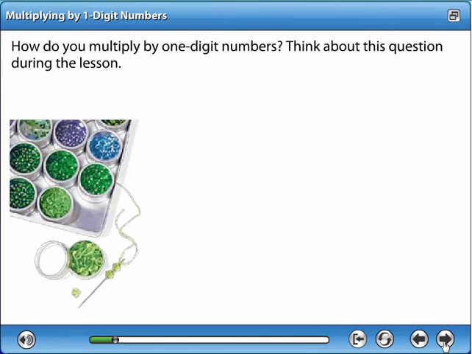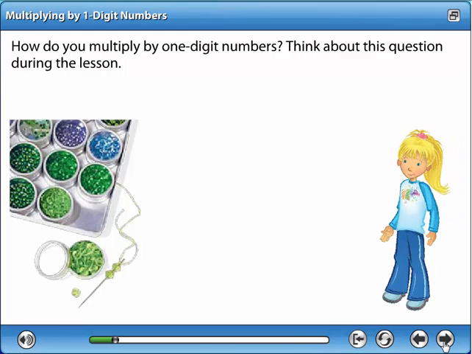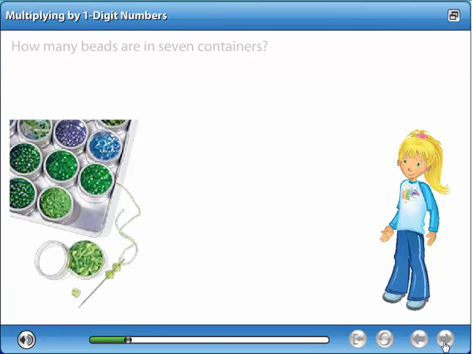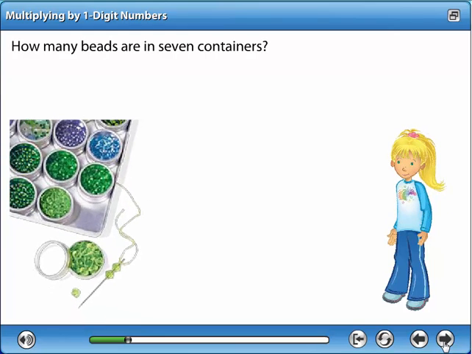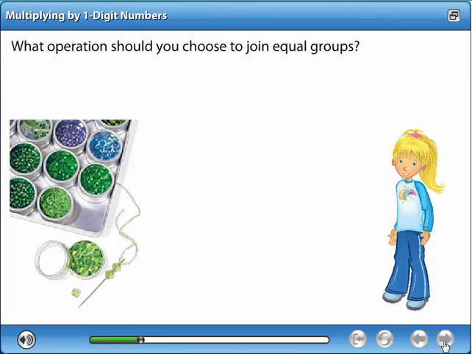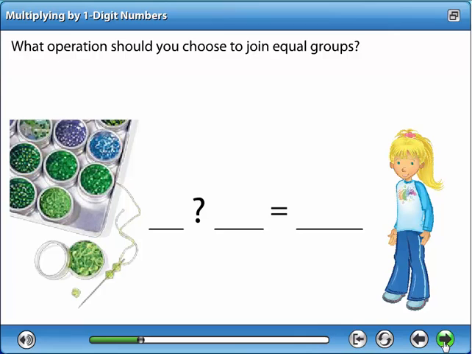How do you multiply by one-digit numbers? Think about this question during the lesson. How many beads are in 7 containers? What operation should you choose to join equal groups?